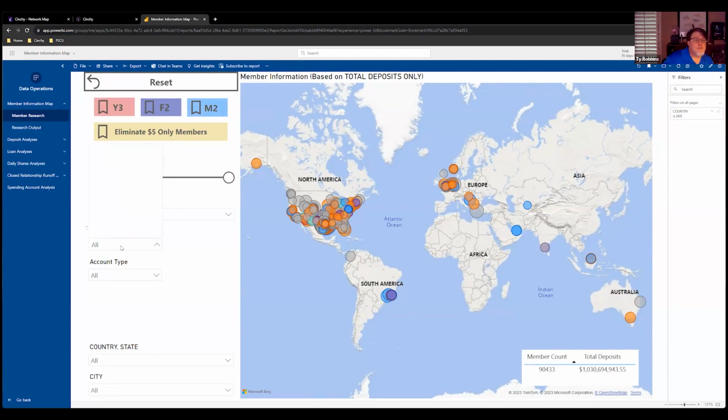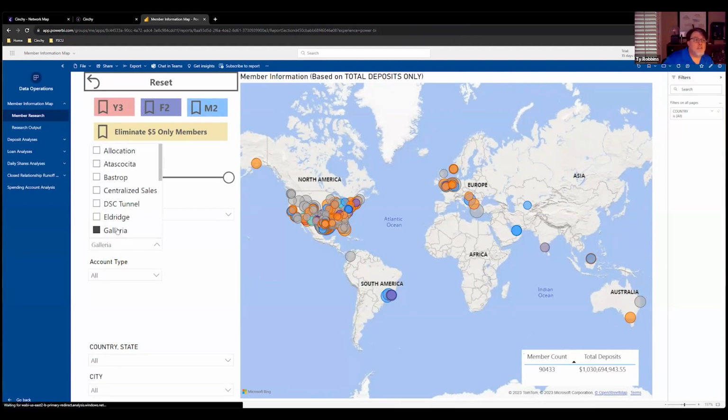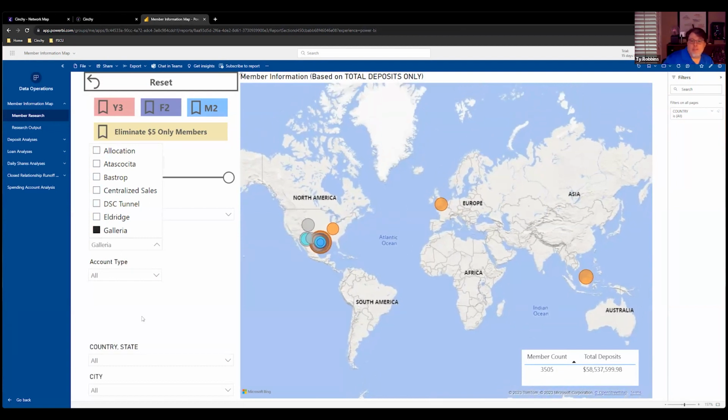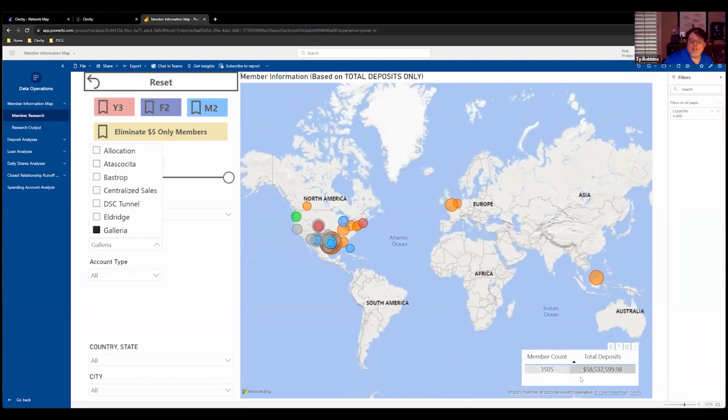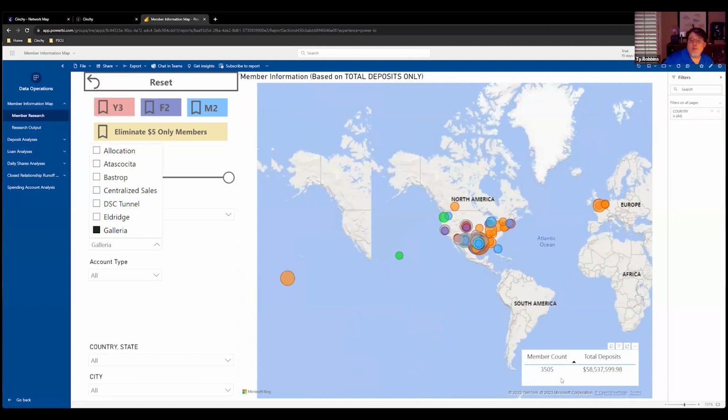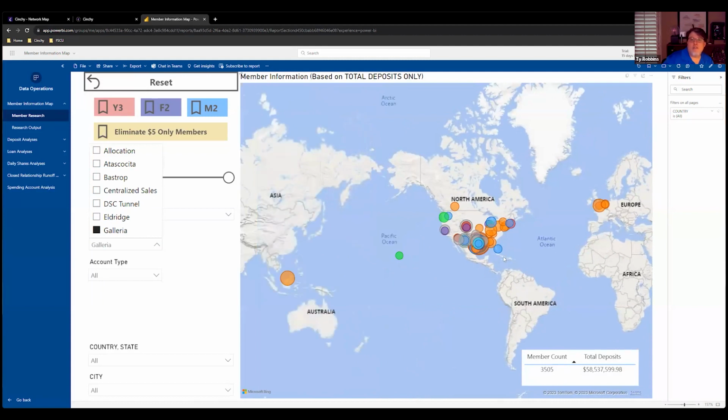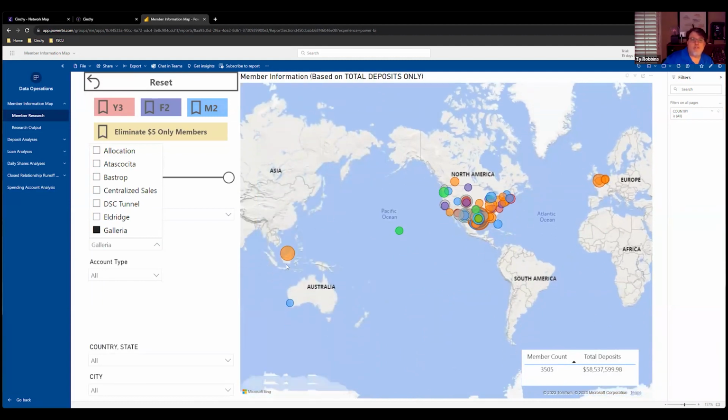Now I'm concerned. I want to see how my Galleria branch is behaving. So that one I dial in and I see they've got 3,500 of my members with 58 million of my dollars. And those people are all distributed all over the world because oil and gas, right? So this particular view is done by membership type: corporate, the state, individual, LLC, etc.